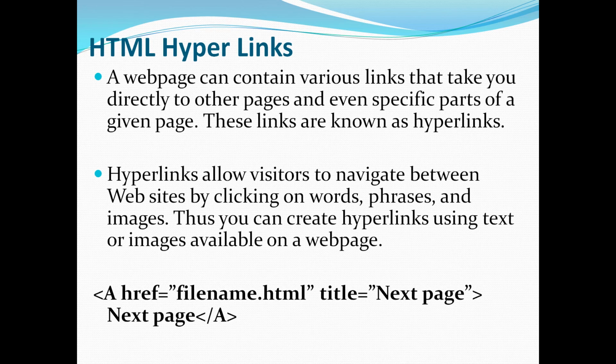In a web page, either text or images will be available. By using those images or text, we can create the hyperlink. When you are going to create a hyperlink, mainly we use a tag named A. The A tag is used, then href, that is hyper reference. Then you have to give the file name. Then after closing the A tag, we have to give the text. If you click the text here, then automatically it moves to the next file name.